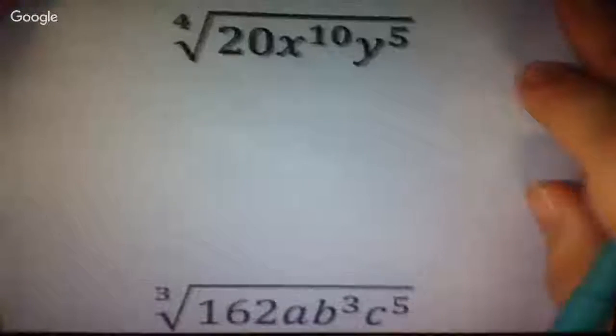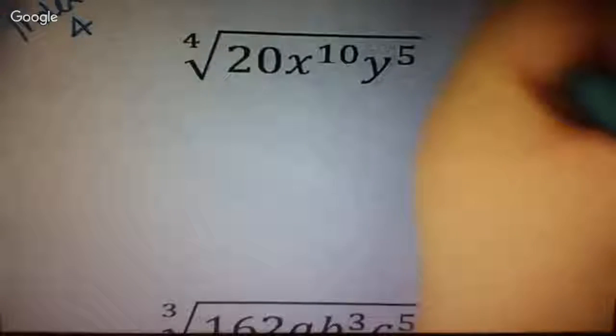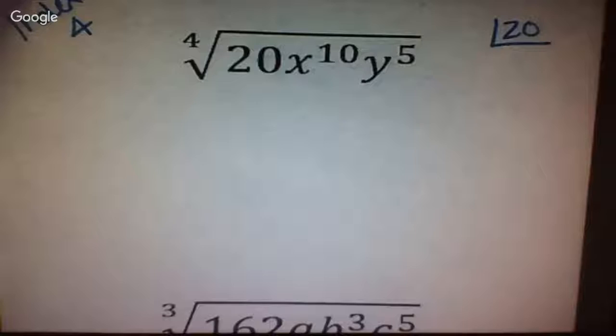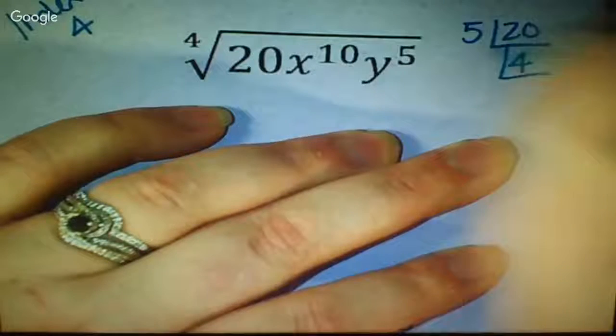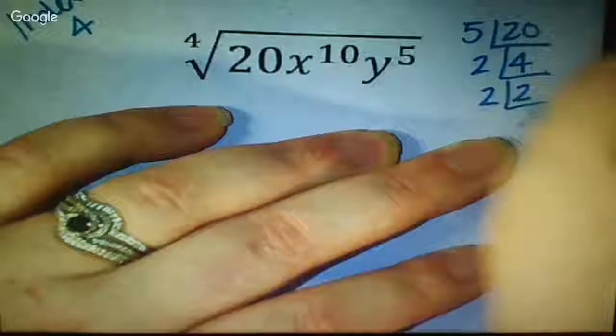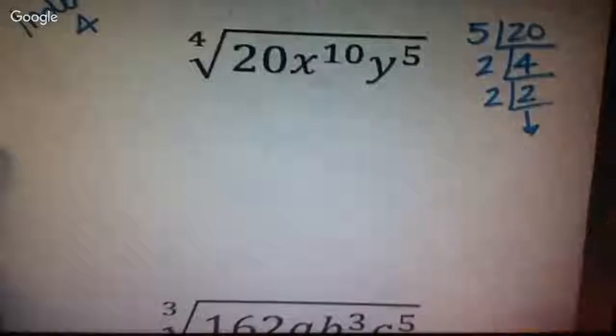Okay. All right, open it up. All right, this time, what's my index? 4. Index is 4. We have to break down 20 first. What's prime and goes into 20? 5. You could do 5. And that leaves me with 4, 2, and 2, 2, and 1. Okay, so we've got 2 times 2 times 5. You've got 10 x's.